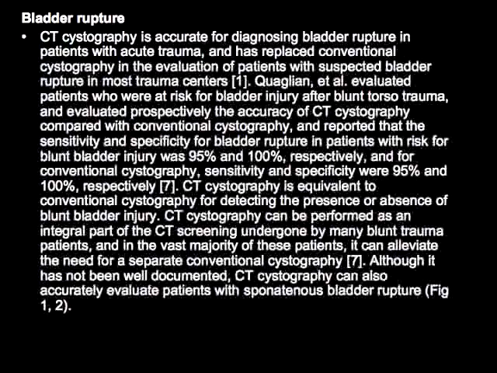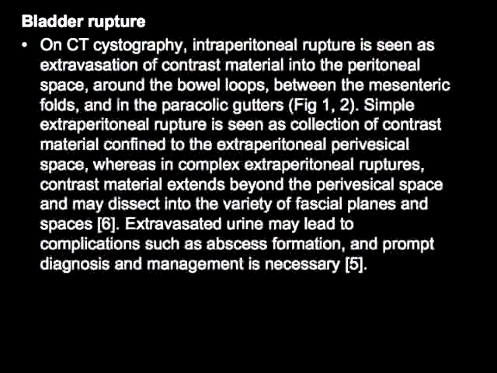Now, with intraperitoneal rupture, what you see is extravasation of contrast into the peritoneal cavity, and you see it going around bowel loops, you see it in mesenteric folds, you see it in the paracolic gutters. It kind of travels the way you think about ascites. It travels all around, can travel between liver and diaphragm. All depends how much urine there is or how much contrast there is. Now, with extraperitoneal rupture, it's typically seen as a collection of contrast confined to the extraperitoneal perivesical space. It tracks down pretty well defined, it's not moving across bowel loops, for example. So it's very important to make that distinction, but those are the two major factors.